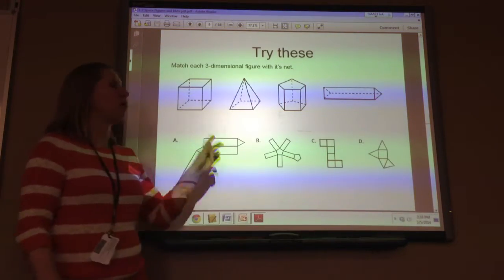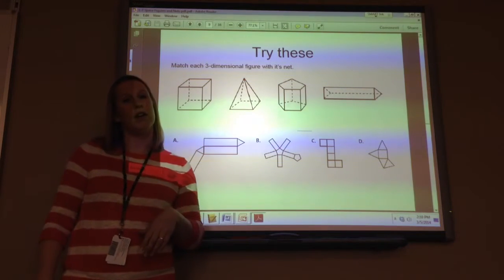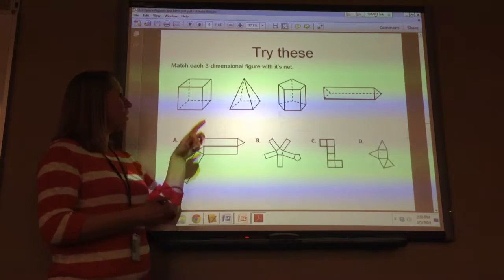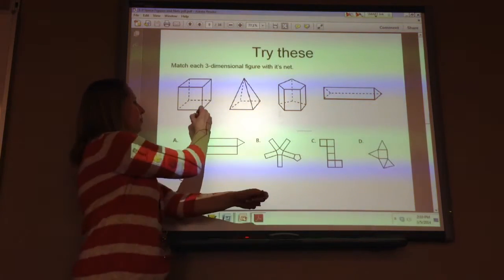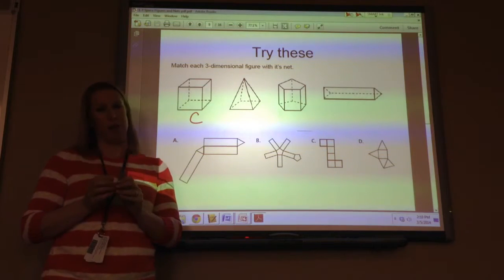So we're going to match our nets. So this is a cube, also known as a hexahedron. That's on your test. So that would match up to C. This one, which one do you think that would match up to?